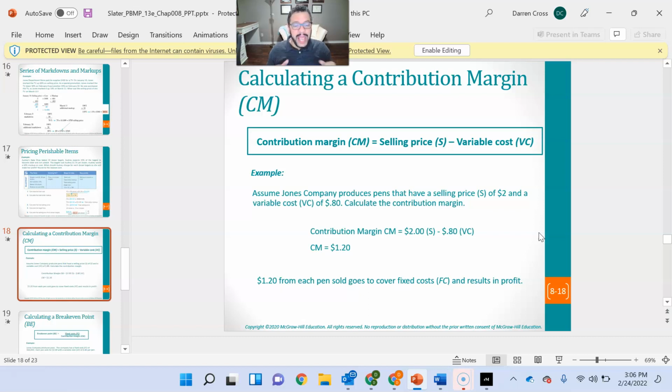Okay, so now we are going on to figuring out break-even analysis. And in order to do that, we need to understand this formula: contribution margin equals selling price minus variable cost.